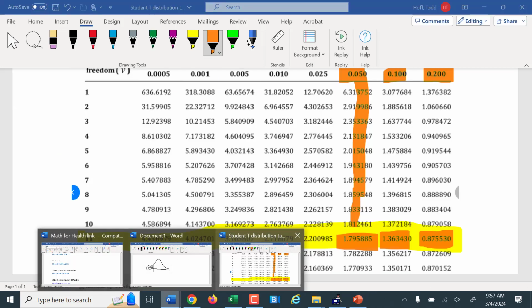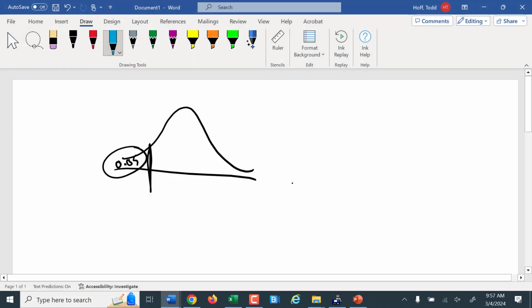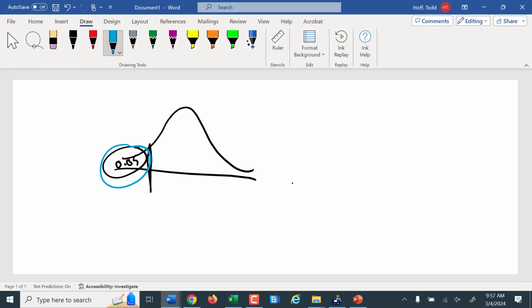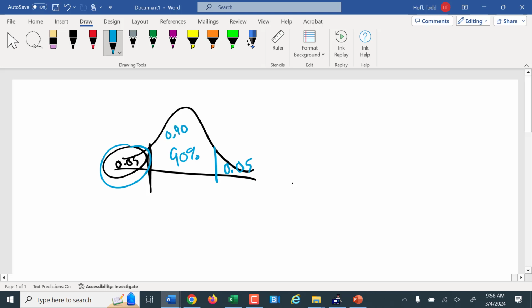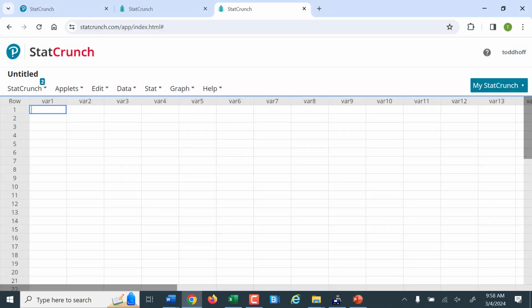So when we're looking at this, we have 0.05 as our level of significance in a single tail. Remember, a confidence interval is always two-tailed, so we have to make it symmetrical. There's 0.05 on the other tail, which means there's 0.90, or 90%, in the middle. So we're looking at a 90% confidence interval for this. We construct that 90% confidence interval, and I'm going to go ahead and do it in Excel Stat.